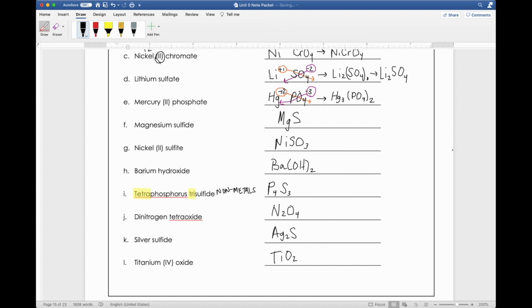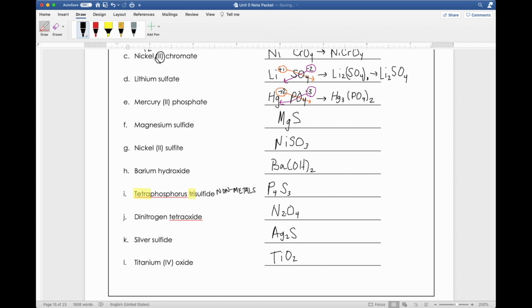F and G both have charges, both positive and negative for 2, so they do cancel out because they are ionic species. You have a metal that's present as the cation in both of those. Barium hydroxide, I think that one's pretty straightforward, as is silver sulfide. Silver is one of those transition metals that has only 1 charge.